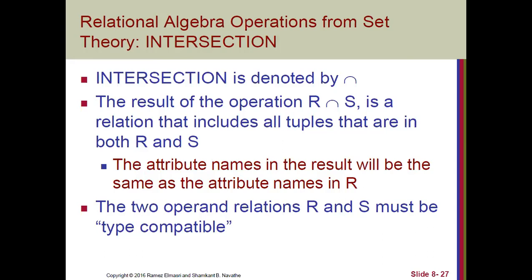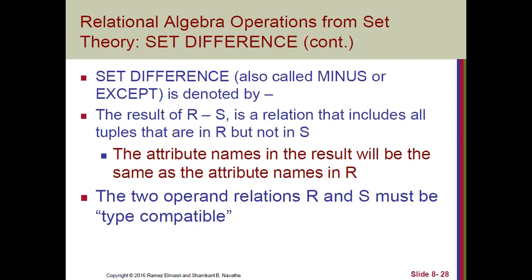That's it. The result of the operation R intersection S is the relation that includes all tuples that are in both R and S. The attribute names in the result will be the same as the attribute names in R. The two operand relations R and S must be type compatible, of course, because we are talking about an intersection.